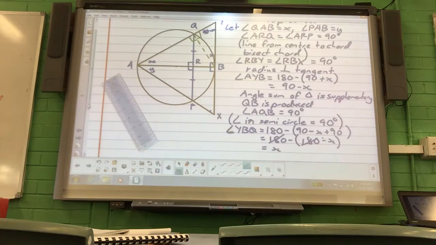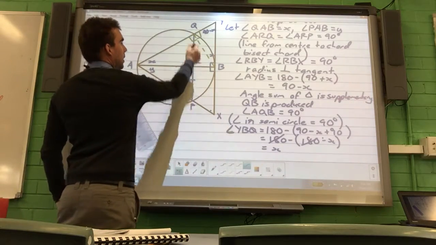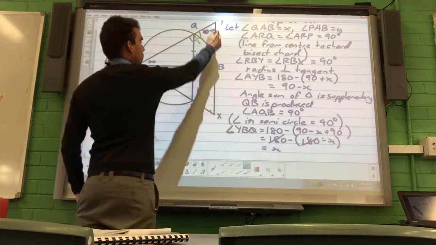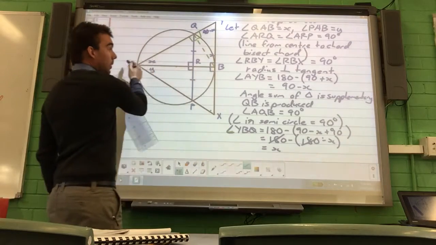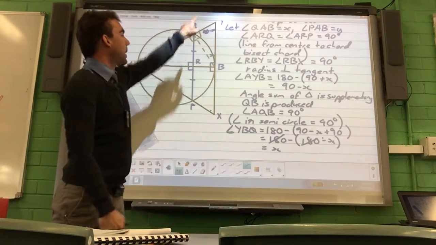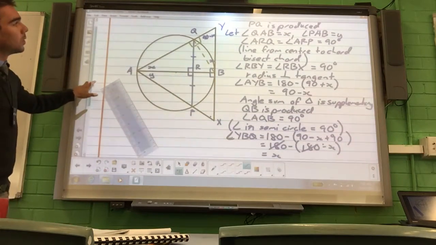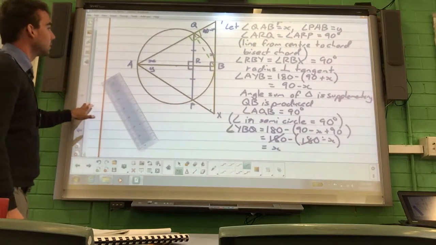Actually it'll be straightforward. RQB equals X because of parallel lines. Yeah, okay, so because we've got the right angles here and here, can everyone see that these two are parallel lines and here they are transversal? Okay, so these two corresponding angles are equal, therefore QR must be parallel to YB. Yep.